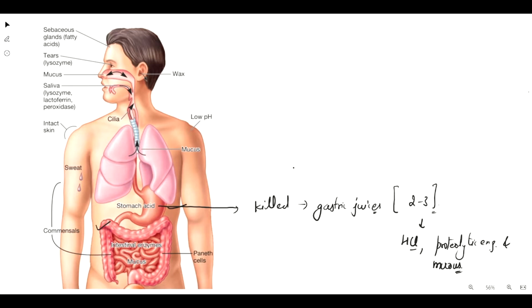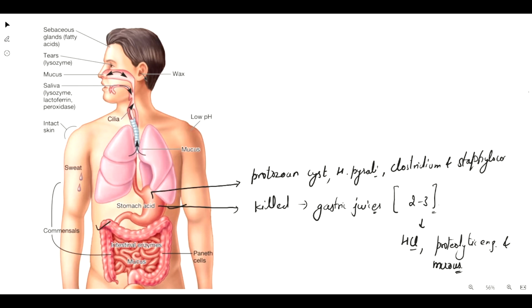But there are some exceptions. In the stomach, there are some types of microbes which can actually survive the acidic pH. For example, your protozoan cyst, Helicobacter pylori, Clostridium, and Staphylococcus toxins. So they actually can survive in the gastric juices.